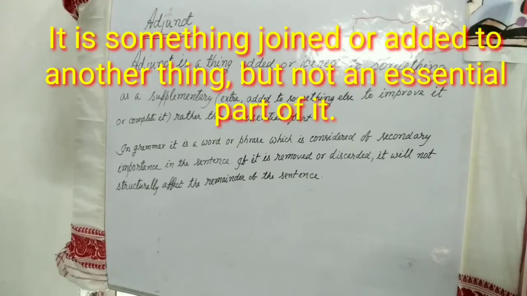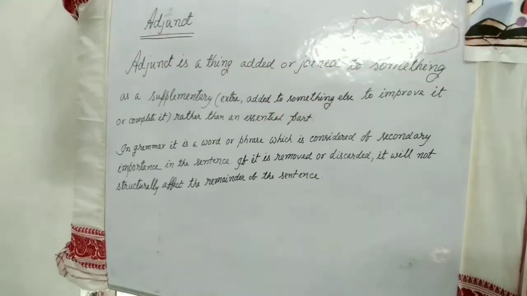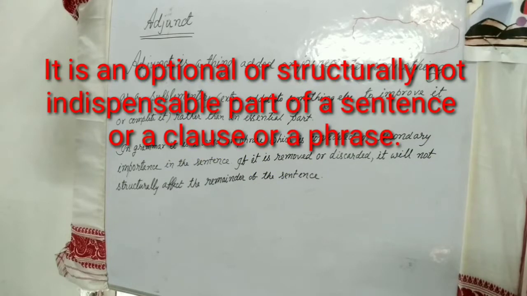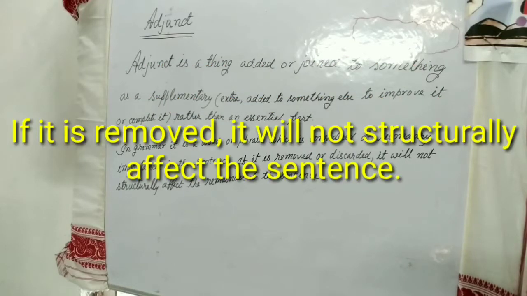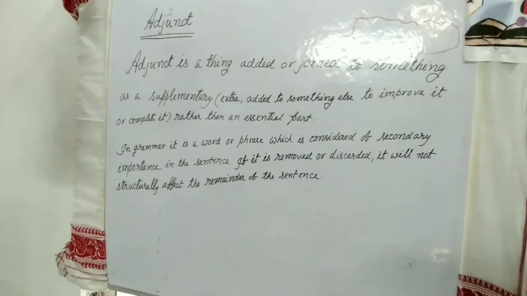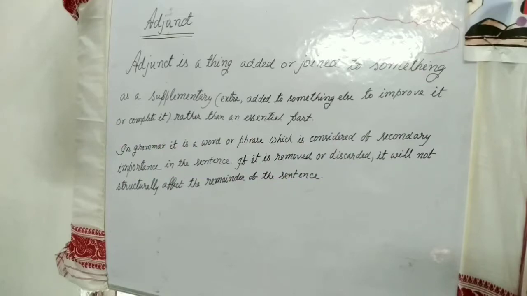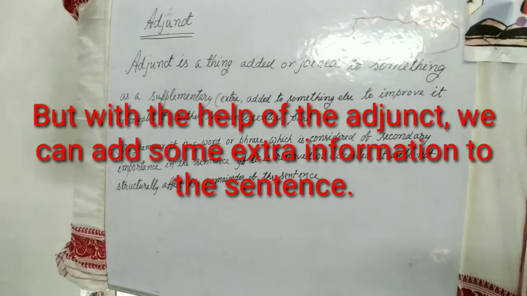In English grammar, it is a word or phrase which is considered of secondary importance in the sentence. It is an optional or structurally dispensable part of a sentence, clause, or phrase. If it is removed or discarded, it will not structurally affect the remainder of the sentence. That means if we do not use the adjunct, there will still be meaning. But with the help of adjunct, we can add some extra information.